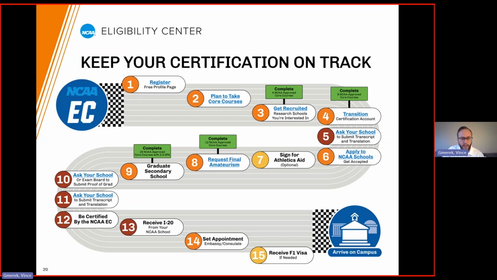Then you can plan your high school career, follow the process that's laid out on the slide, graduate from secondary school, and then continue with that process, potentially get your visa, and go through that process directly with your NCAA school and the embassy of your country.